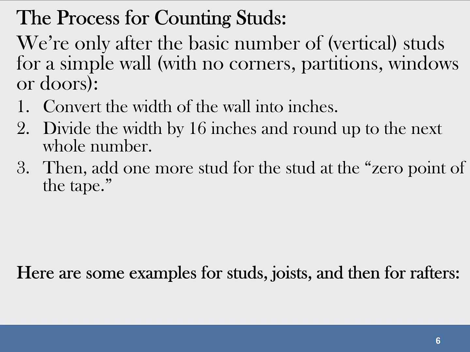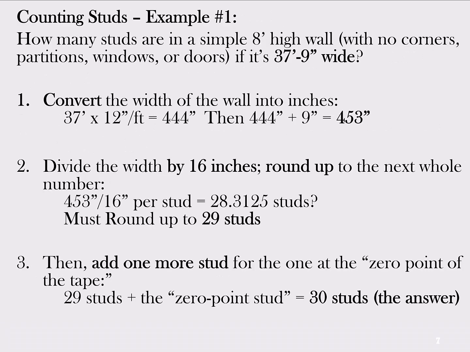So let's see, the next step, you will divide that width in inches by 16 inches on center. And if you don't get a nice whole round number, you're going to round it up to the next whole number. And then the third step is you add one more stud for the stud that's at the 0 point of the tape. This system of dividing that width by 16 inches counts everything except the first stud. So you have to add the 0 point stud also onto the thing. Okay, so let's look at an example here.